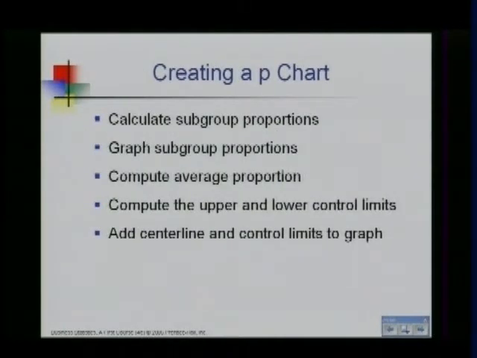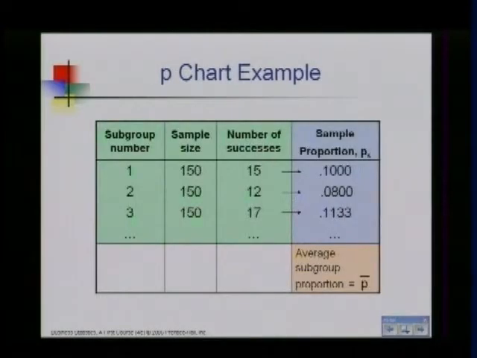Okay, here's how we do it. First thing we do, if they're not already given, is we calculate the subgroup proportions. Then we graph them. Then we compute the average proportion, or what's called P bar, and then we come up with the upper and lower control limits, put in our center line, and then graph the data to see whether we have any out of control points or not.